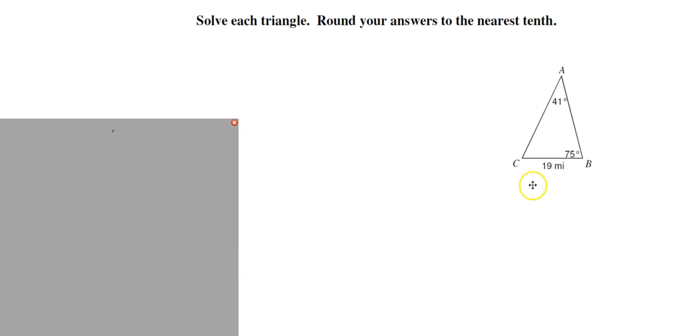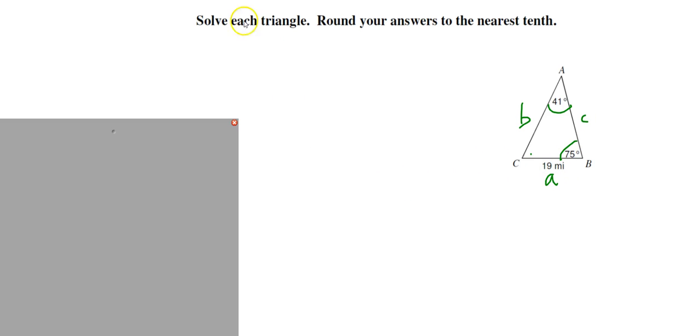Now let us solve this triangle ABC. It is given to us that in this triangle ABC, we have the measure of angle A and the measure of angle B. So we are looking for the measure of angle C. The side A is given to us, that is 19 miles. A is equal to 19. B we do not know, and also C. These are the three things we are looking for.